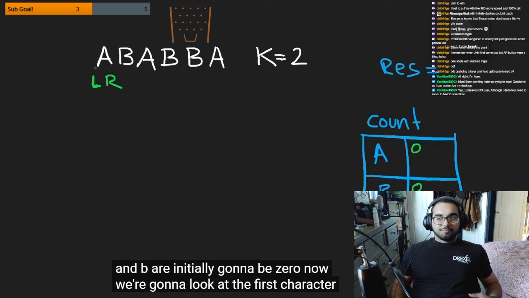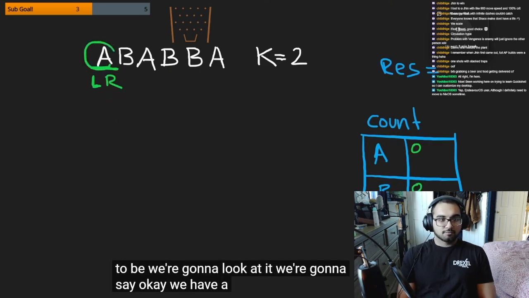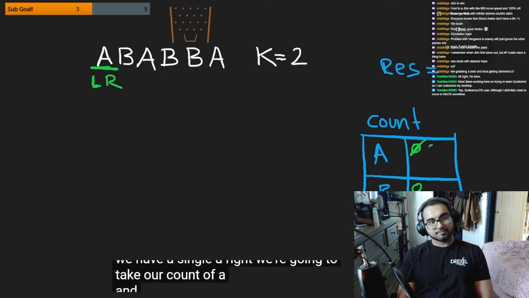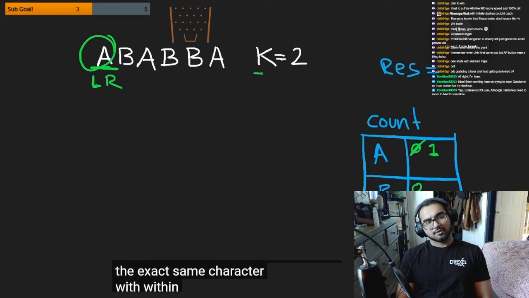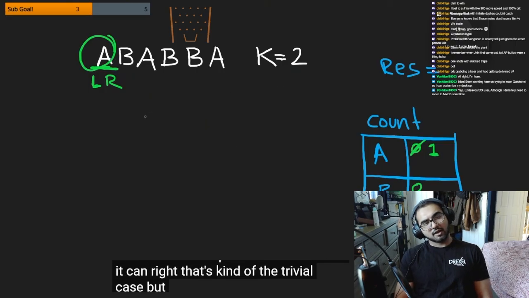Now we're going to look at the first character, right? That's where our right pointer happens to be. We're going to say, okay, we have a single A, right? We're going to take our count of A and set it to 1 now. So is this window valid? As in, can this window be the exact same character within 2 replacements? Of course it can, right? That's kind of the trivial case, but we would still calculate it.